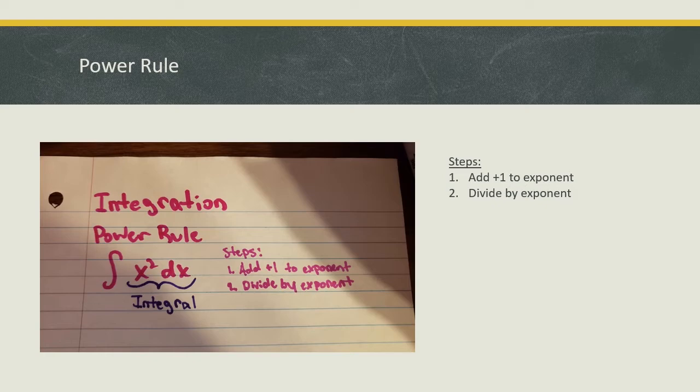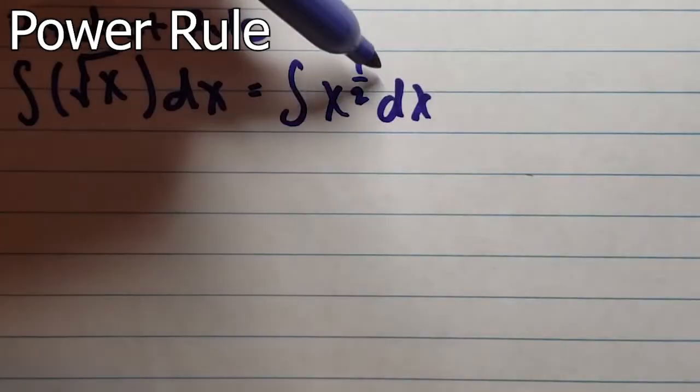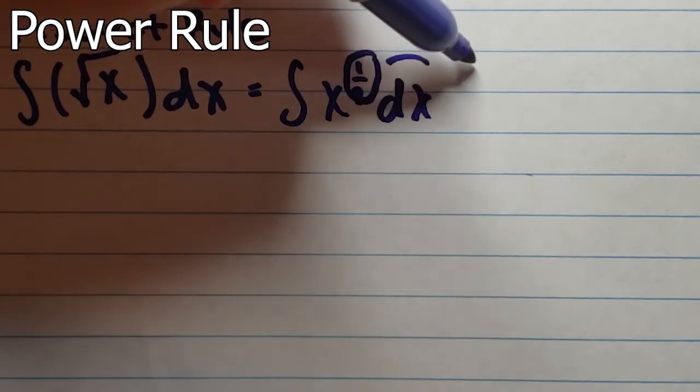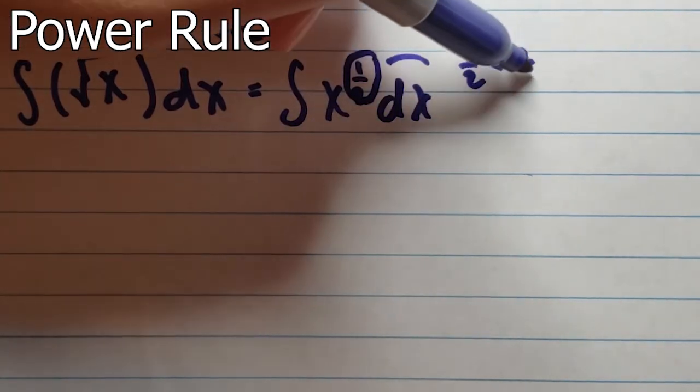So in this scenario, you would add 1 to 2, so then it would be x to the 3. And then for the second step, you would divide by 3. So then the answer for this integral would be x to the third power over 3. If you were to find the derivative of the solution to this problem, you would get the original function as shown here, x squared.